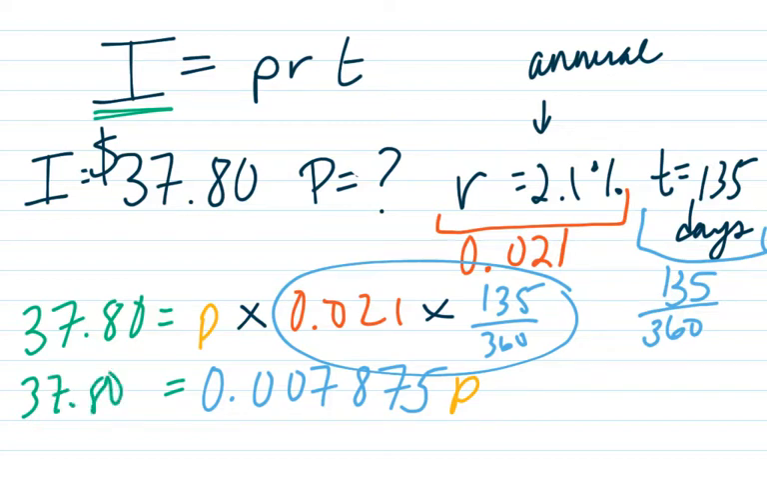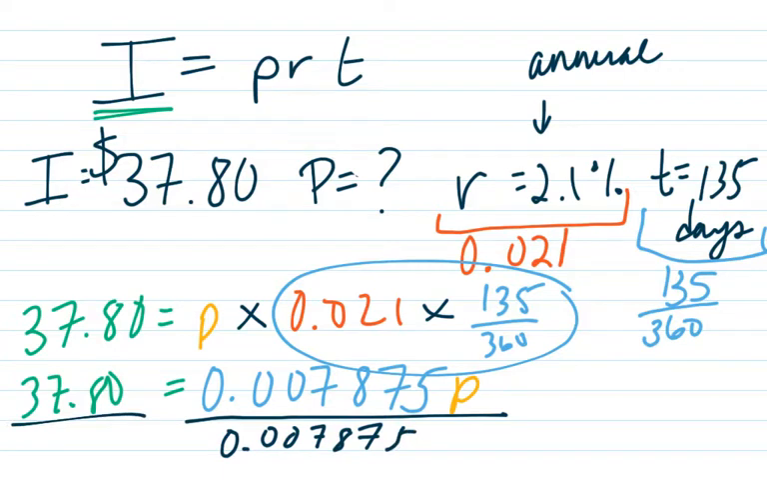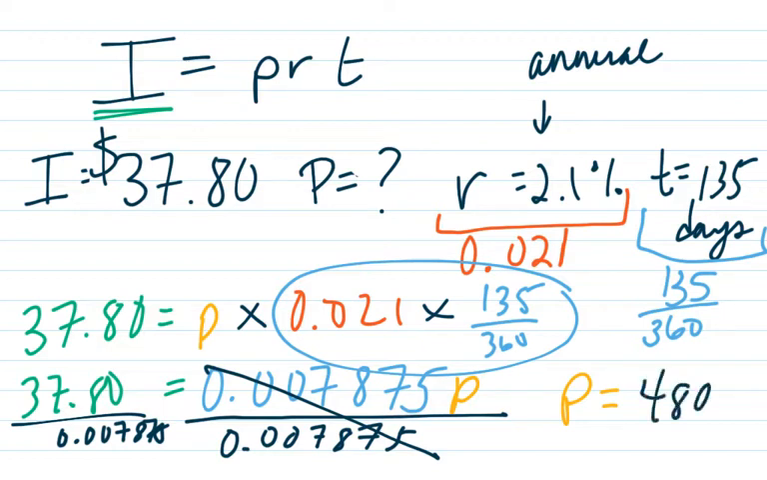To solve for our principal, we divide both sides by 0.007875, and we do this on the other side as well to keep our equation balanced. I ran out of space. These will cancel because any number divided by itself is 1, leaving us with our principal equal to 4,800. Now, our principal should be much larger than our interest, so this answer should hopefully make sense to you.